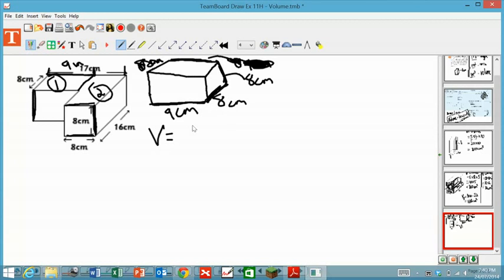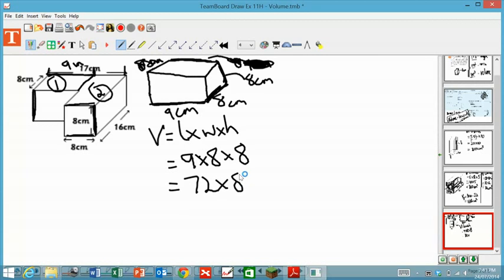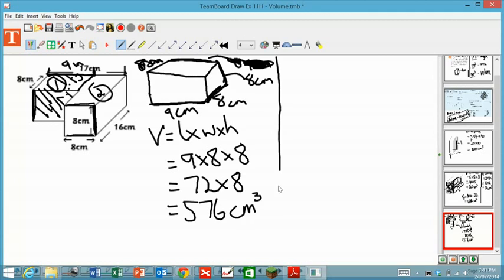So my volume equals length by width by height, which equals 9 by 8 by 8 again. 9 times 8 is 72 multiplied by 8. And I'm just going to use my trusty calculator for that one, so I'm going to cheat a little bit. 72 multiplied by 8 gives me, what is it, 576 cubic centimeters. Okay, so that's the volume just of this part of my block. Okay, so now I've got to find the volume of my second part.